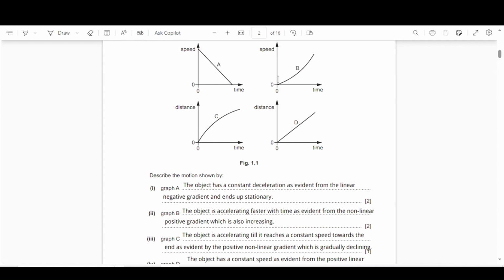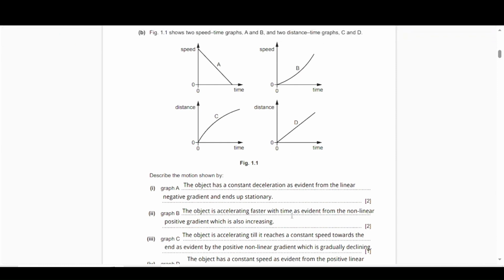And in the second scenario, you've got a positive non-linear rising gradient. If it's positive, it's accelerating. If it's non-linear, the rate of acceleration is changing, and it's rising, which means the acceleration is increasing. So the object is accelerating faster with time, as evident from the non-linear positive gradient, which is also rising. Then you move on to distance time graphs.